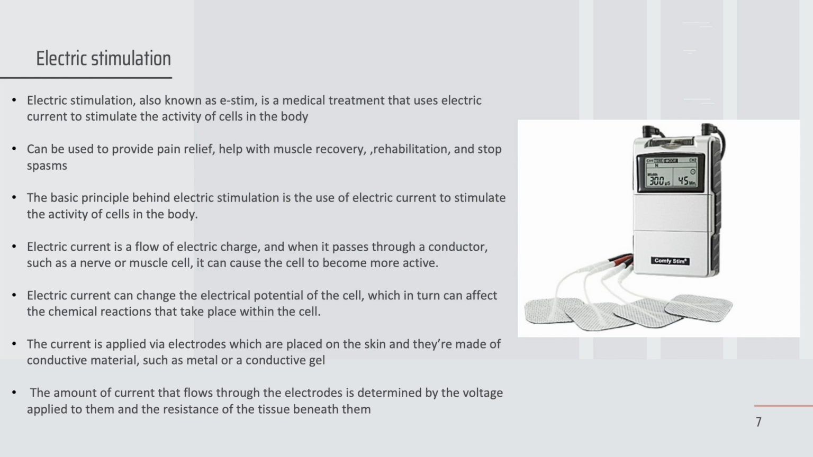The current is applied via electrodes which are placed on the skin. The electrodes are typically made of conductive material such as metal or a conductive gel, and the current flows through them and into the tissue beneath them. The amount of current that flows through the electrodes is determined by the voltage applied to them and the resistance of the tissue beneath them.